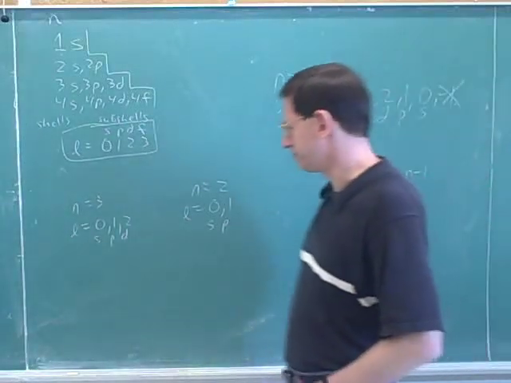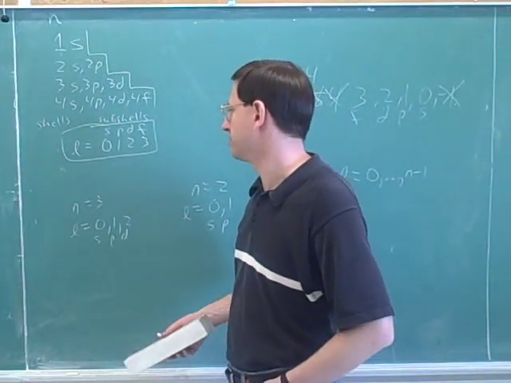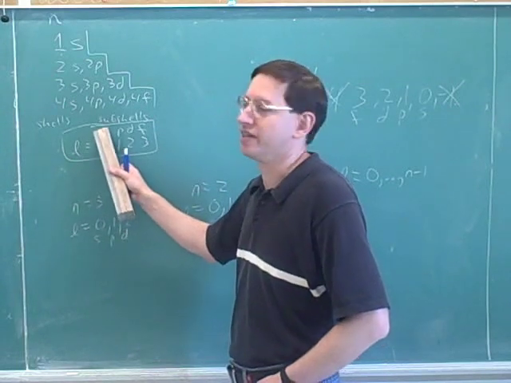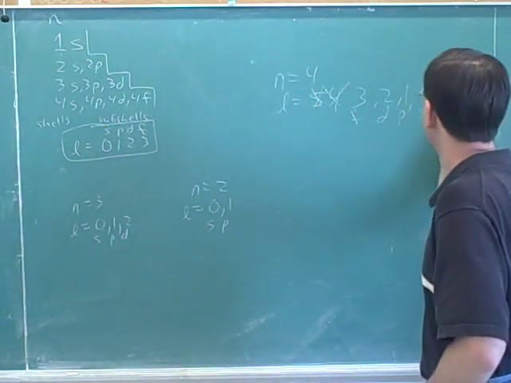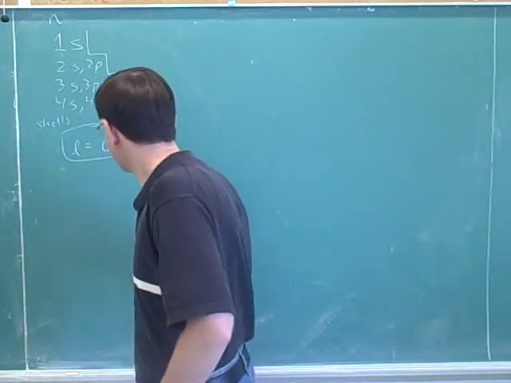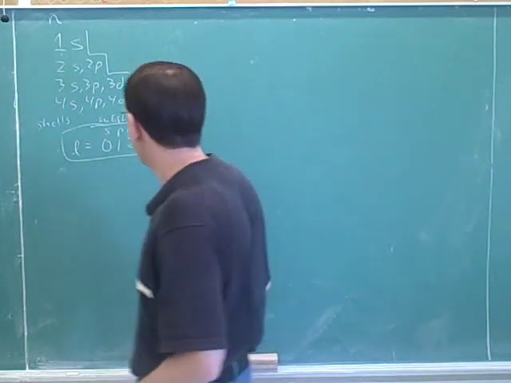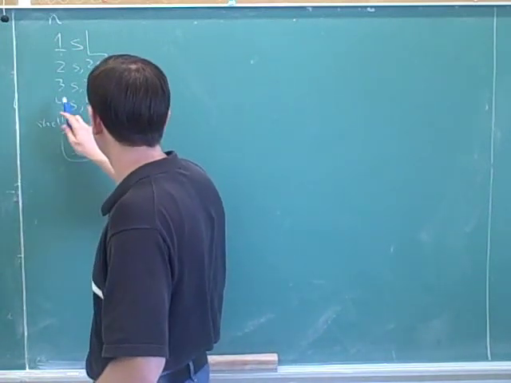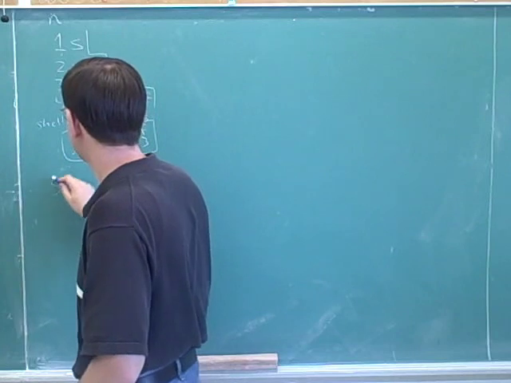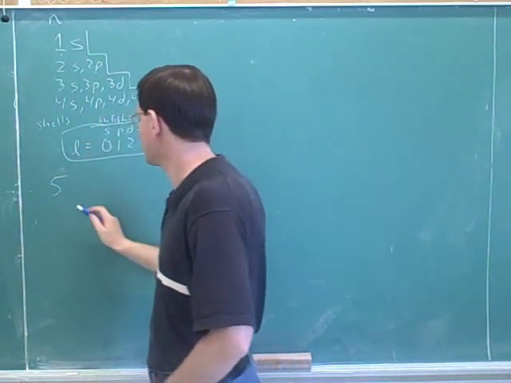And again, really watch out for the fact that the first subshell is not L equals 1, it's L equals 0. How about if we were going to go on to the fifth shell? What would be the L's for the fifth shell?